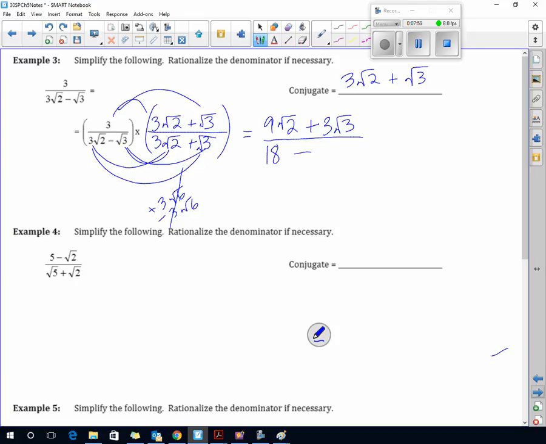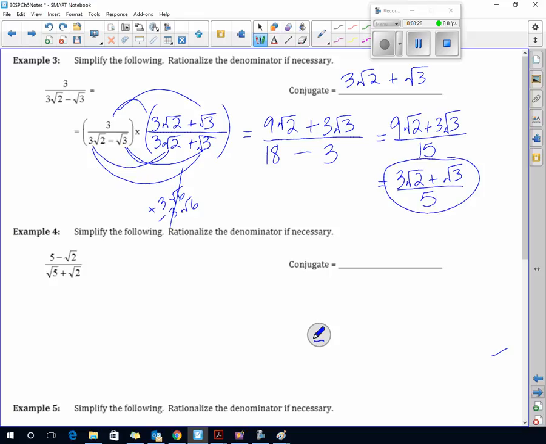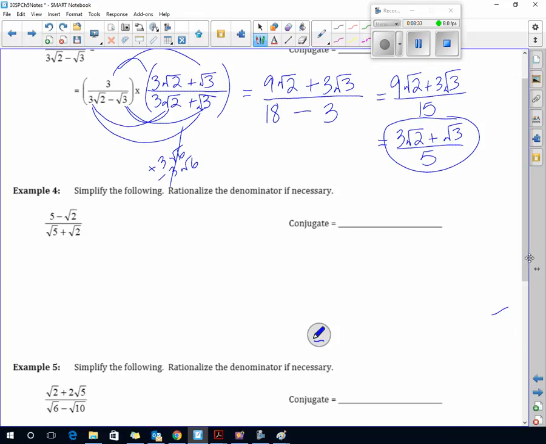Can I reduce this? You can divide everything by 3, and it's a legit move here. So what do we get on top? 3 root 2 plus root 3, divide by 5. That would be my final answer. Very good. Okay, do you guys want to try the next one yourself? Okay, go. Okay, so the conjugate is root 5 subtract root 2, the same as that opposite sign.